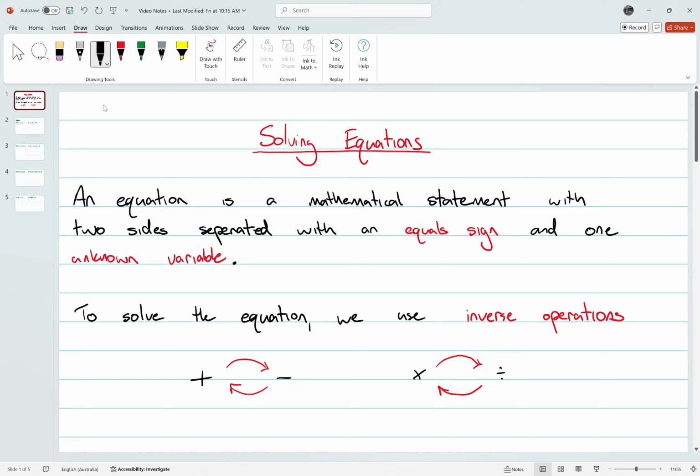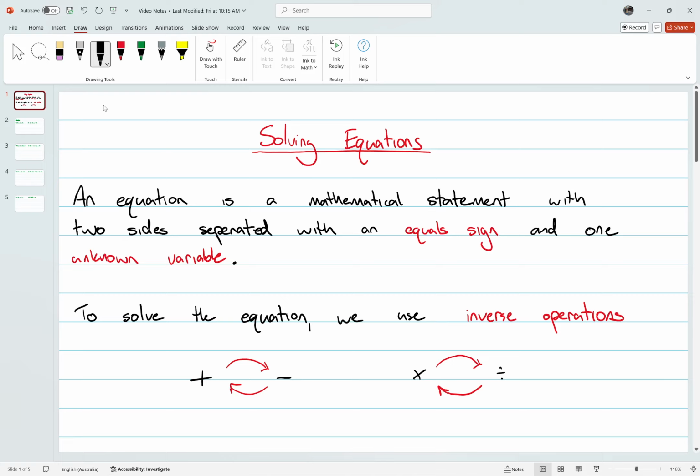Hi everyone, this video is about solving equations. So an equation is a mathematical statement with two sides separated with an equal sign and one unknown variable. And that unknown variable is what we're trying to find. Once we find that variable that makes both sides equal, that means we've solved an equation.